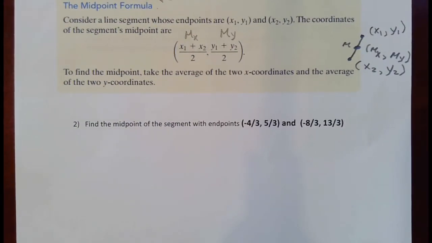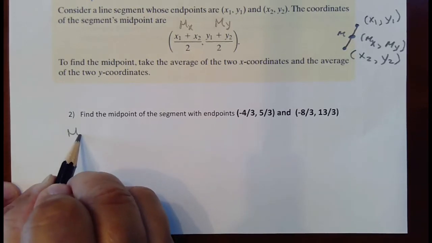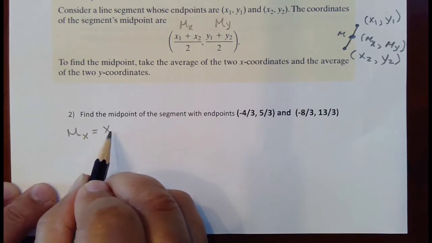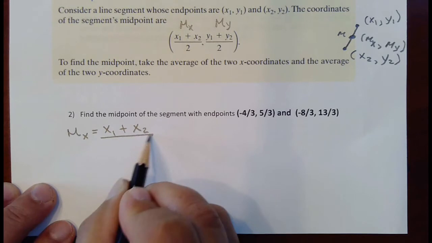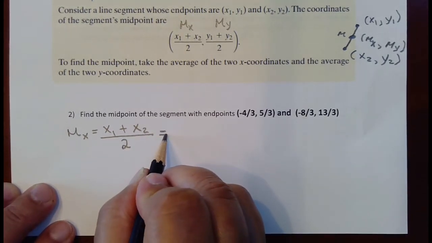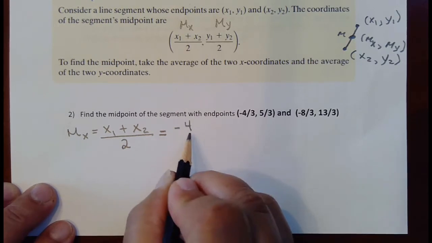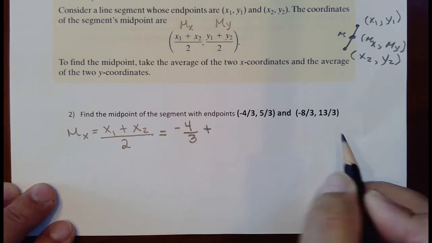Okay, so let's go to the x-coordinate. Follow this formula, which is add up your x's in whatever order you want, and then cut it in half. Okay, so one of my x's is -4/3, and my other x is -8/3. And then eventually I'll be cutting that in half, but why don't we just continue to work on the top?